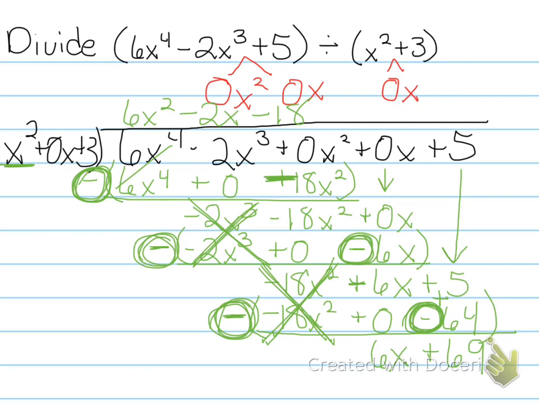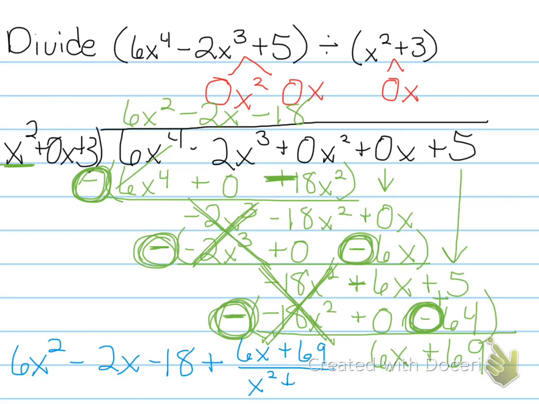So then my quotient for this division problem would end up being 6x squared minus 2x minus 18 plus all of 6x plus 69 divided by x squared plus 3. And I don't actually have to have the placeholder of the 0x whenever I'm plugging it back into its polynomial form. The only reason why I need those placeholders is for the division process, those purposes.